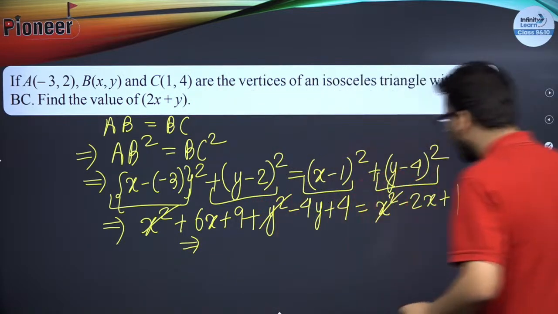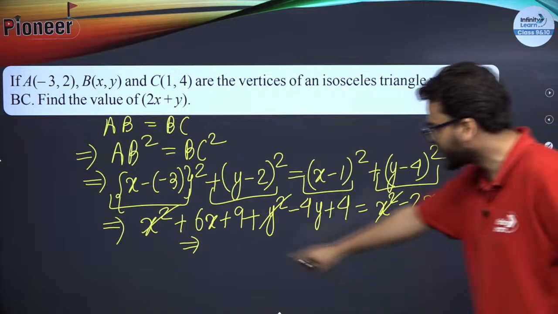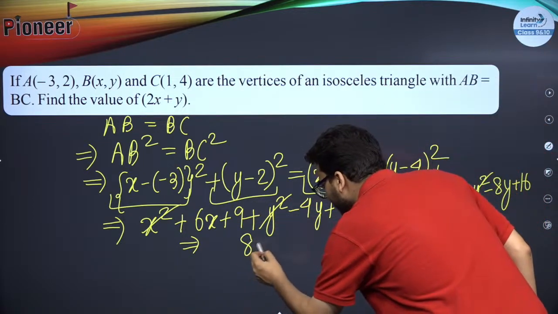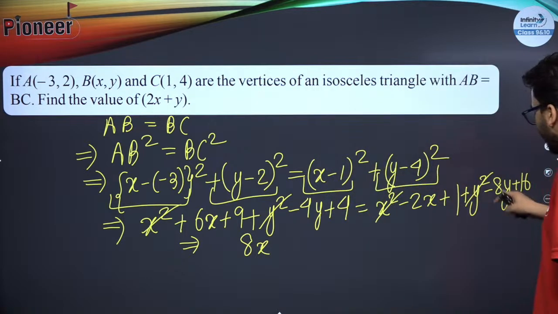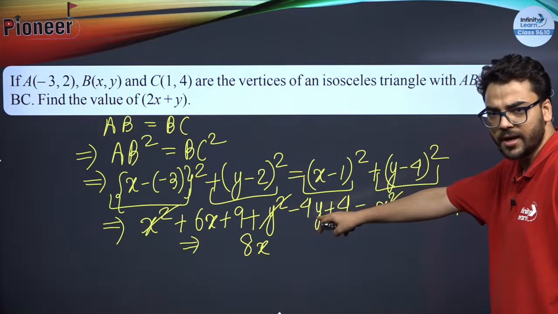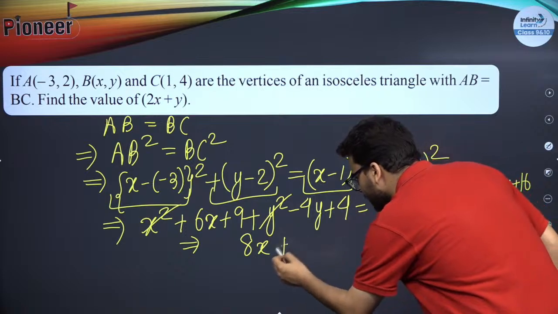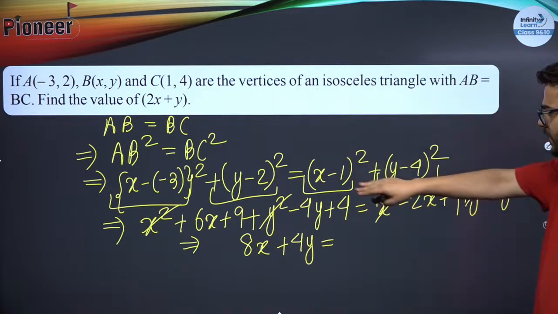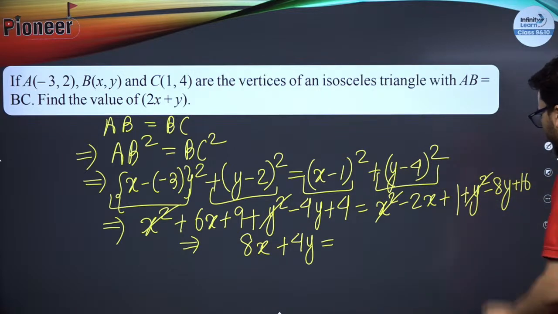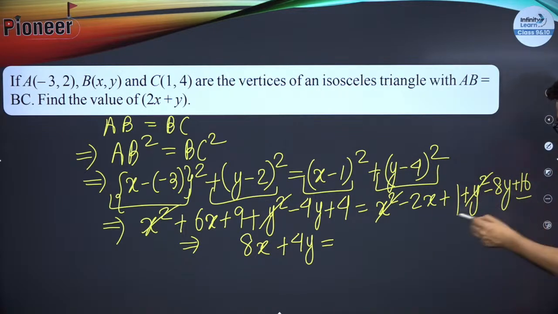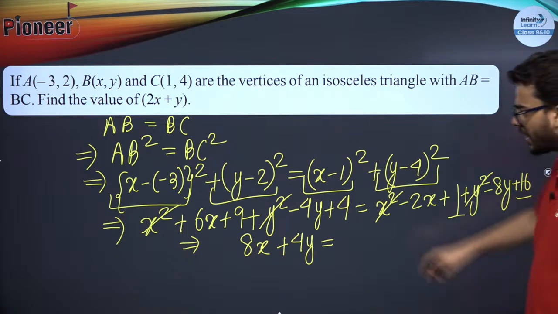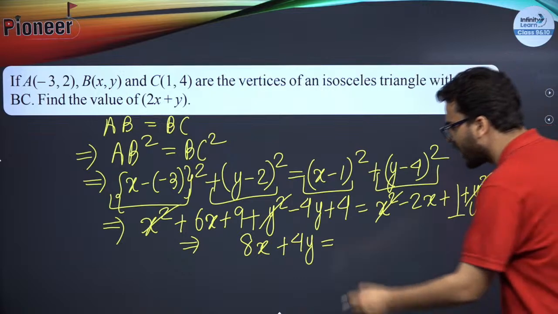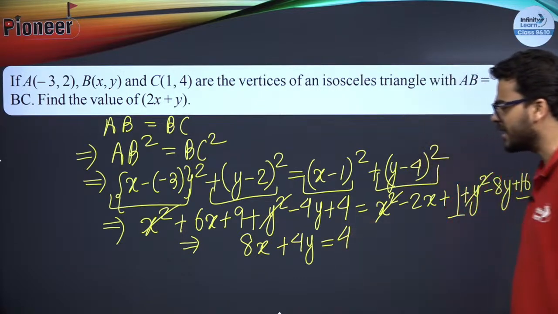So basically, if you further simplify, if you take 2x on the other side of the equation, you will get 8x over here. And if I take this 8y over here, so 8y minus 4y, that will be plus 4y over here. And if I take the numbers on the other side of the equation, this is 16 plus 1, 17, right? This is 17 and this is 9 plus 4 is 13. So on the other side of the equation, I'll get 4. I hope this thing is clear.